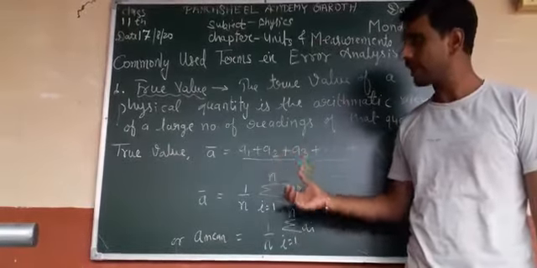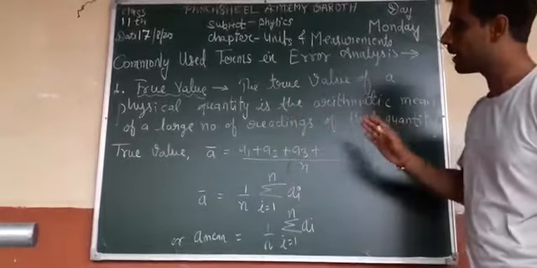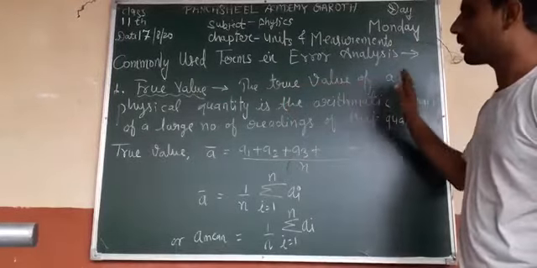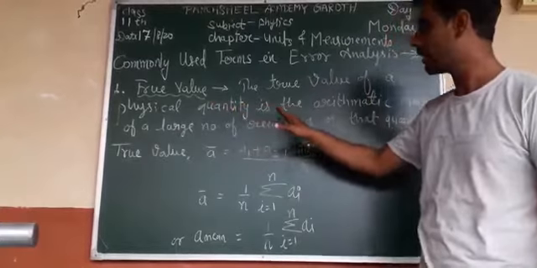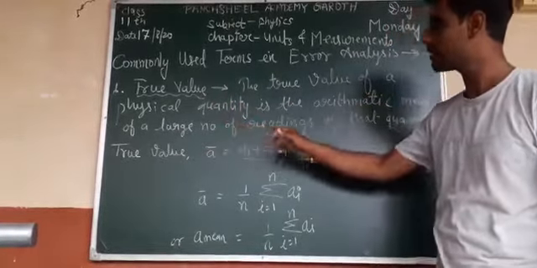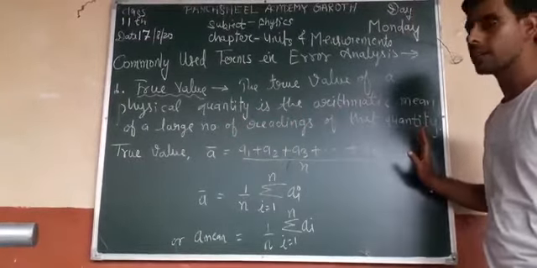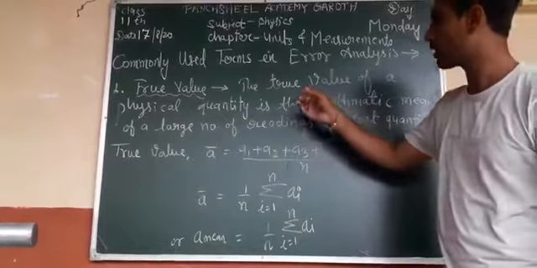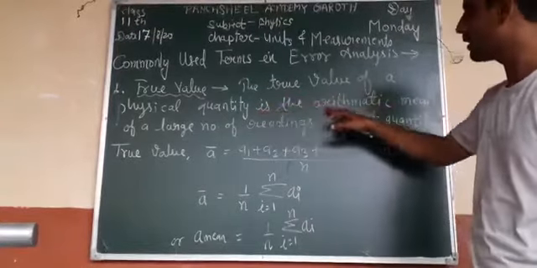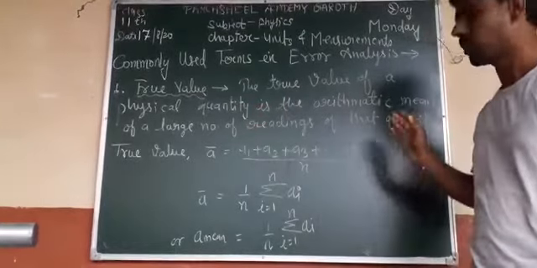So I write the first term, that is true value. True value क्या होता है? देखिए, the true value of a physical quantity is the arithmetic mean of a large number of readings of that quantity. True value means what? The true value of a physical quantity is the arithmetic mean of a large number of readings of that quantity.